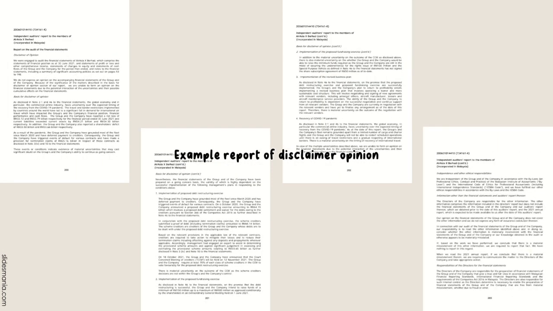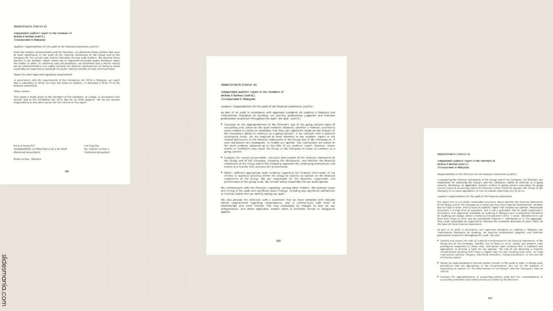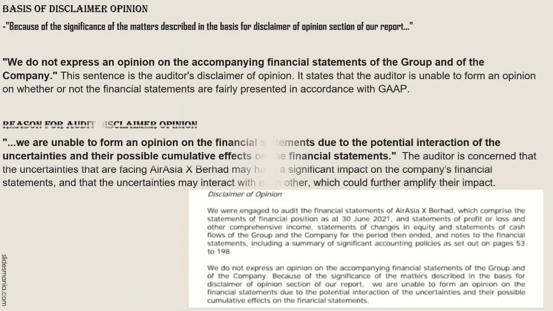Example report of disclaimer opinion. Basis of disclaimer opinion. "Because of the significance of the matters described in the basis for disclaimer of opinion section of our report, we do not express an opinion on the accompanying financial statements of the group and of the company." This sentence is the auditor's disclaimer of opinion. It states that the auditor is unable to form an opinion on whether or not the financial statements are fairly presented in accordance with GAAP.